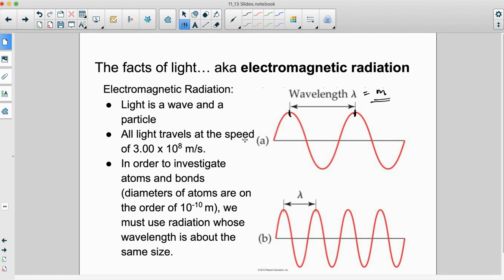Every single light wave, no matter what type of light it is, travels at the speed of light. And there's our speed of light, 3.00 times 10 to the 8th meters per second. So if we want to investigate atoms and bonds that are 10 to the minus 10th meters, okay, very small, hundreds of picometers, we have to use radiation whose wavelength is about the same size. Otherwise, it can't interact with things that small.